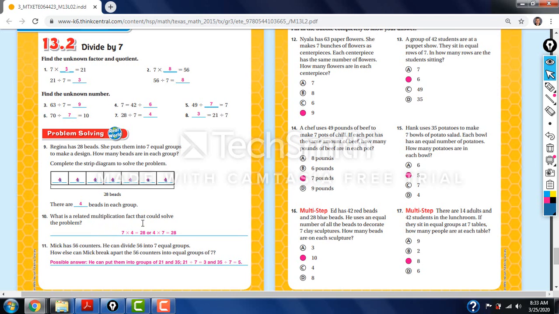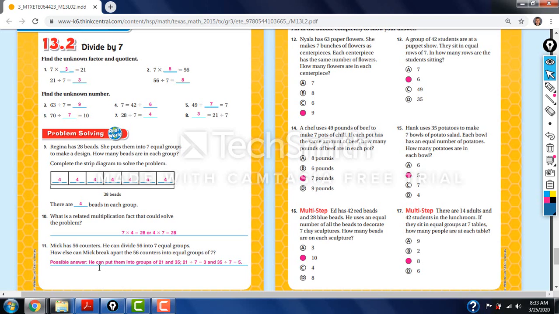What is a related multiplication fact? Well, you could do 7 times 4 or 4 times 7. Very good. Mick has 56 counters. He can divide 56 into 7 equal groups. How else can Mick break apart the 56 counters into equal groups of 7?